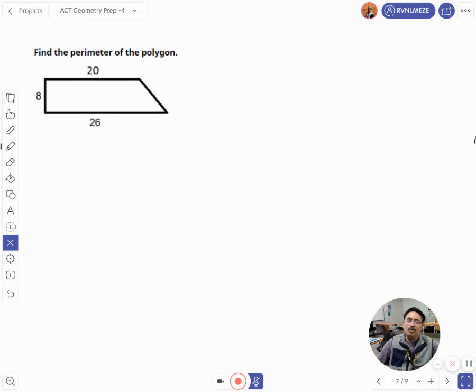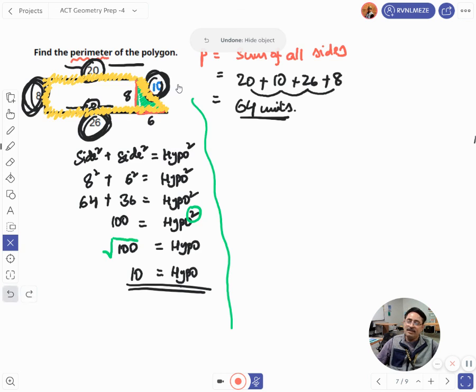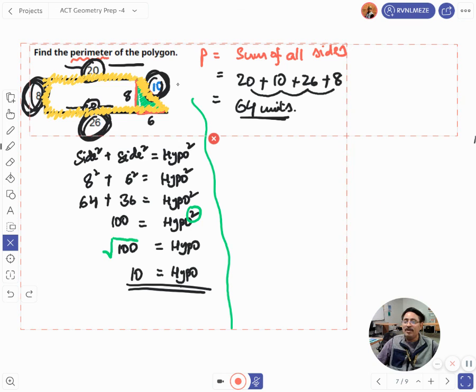Okay. See, when you look at the question, we know that perimeter means sum of all these sides, but only 3 sides are given. How to figure out the 4th side? Again, imagine that there is a triangle. In the triangle, we use the Pythagoras theorem to figure it out.